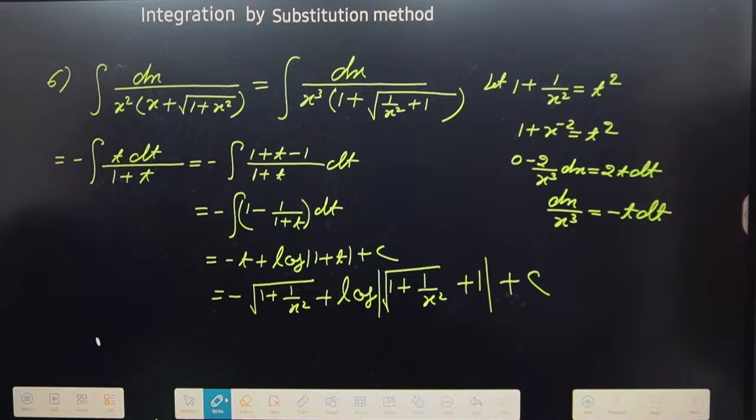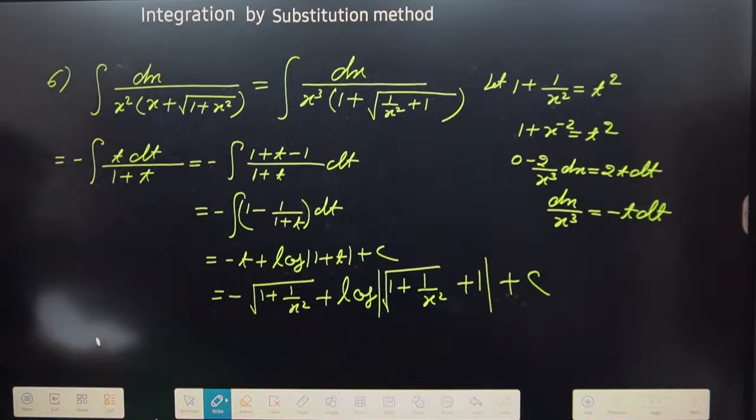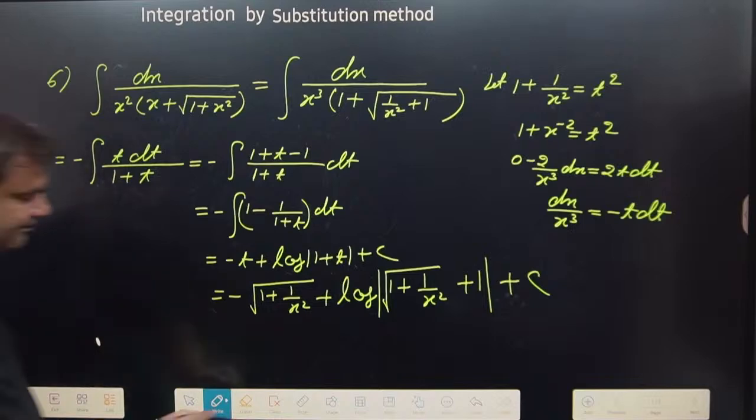I hope that is clear. Now the next problem is another problem we have focused on. Question number 7.